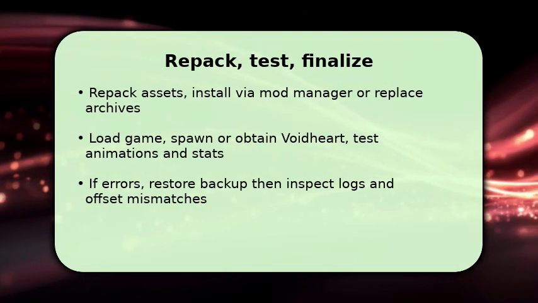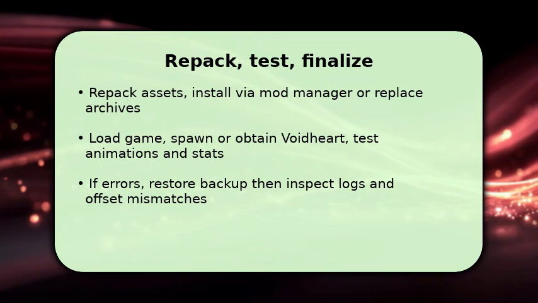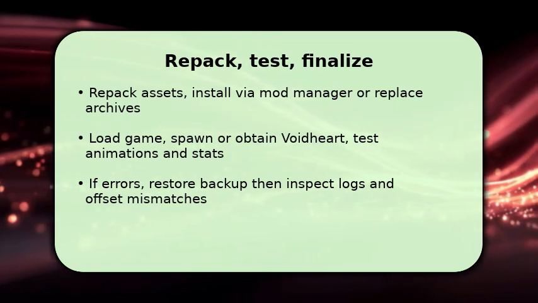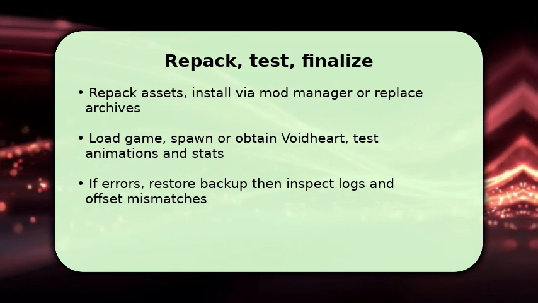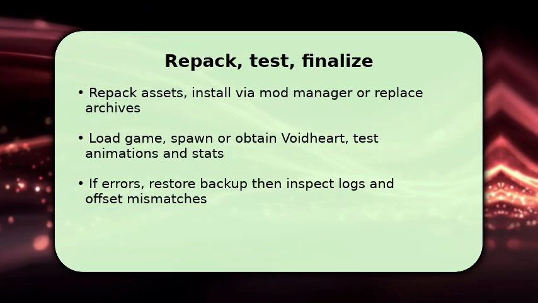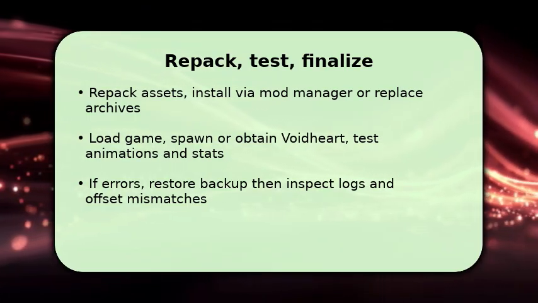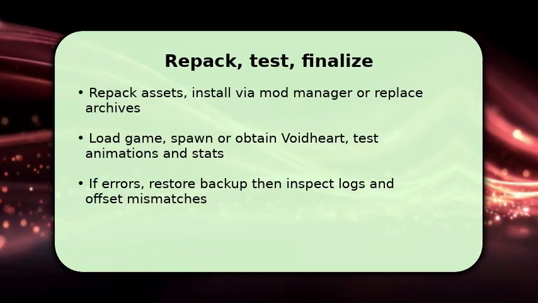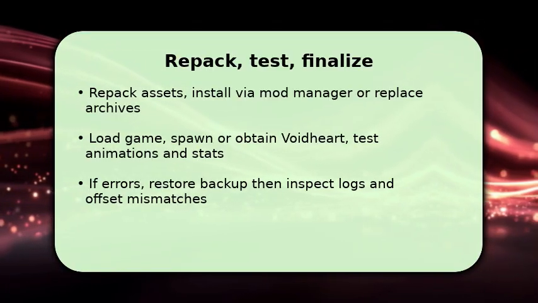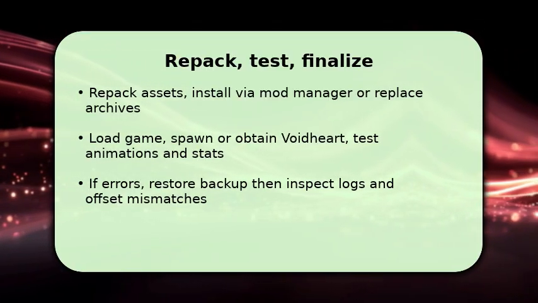Finish by repacking the modified archive and installing it with your mod manager or replacing the original file. Launch the game, obtain or spawn Voidheart, and verify animations, textures, and damage output in multiple contexts. If everything matches expectations, lock the archive and keep a version backup.